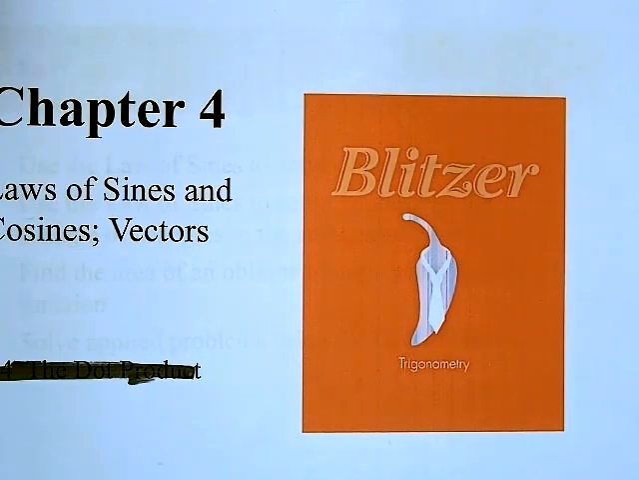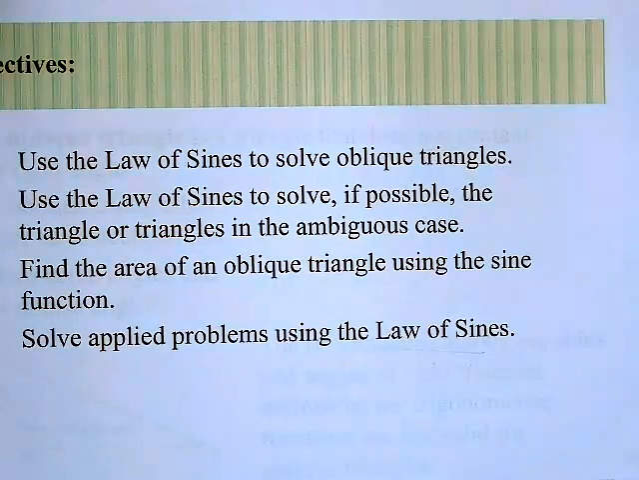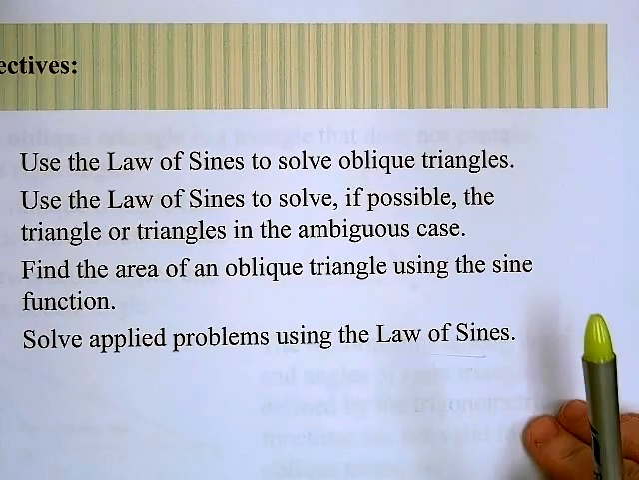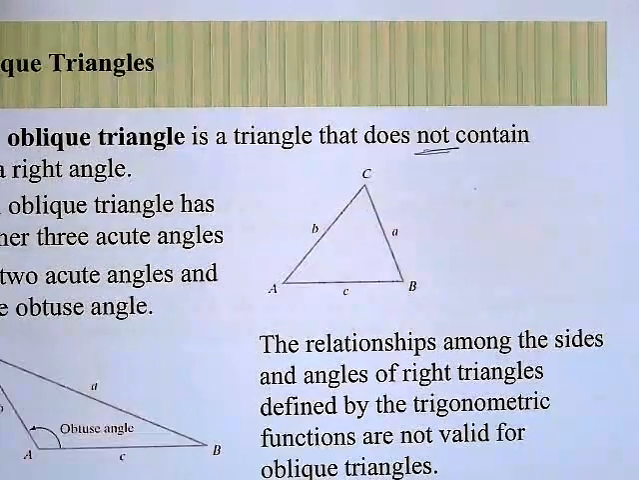Chapter 4 is the law of sines, cosines, and vectors. We'll start here with our objectives: to use the law of sines to solve oblique triangles, use the law of sines to solve triangles in the ambiguous case, find the area of an oblique triangle using the sine function, and solve applied problems using the law of sines.